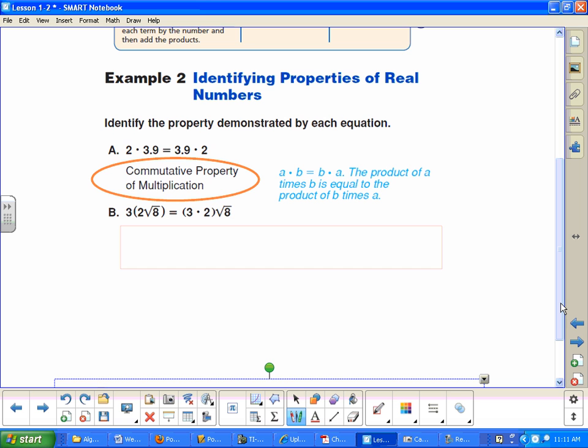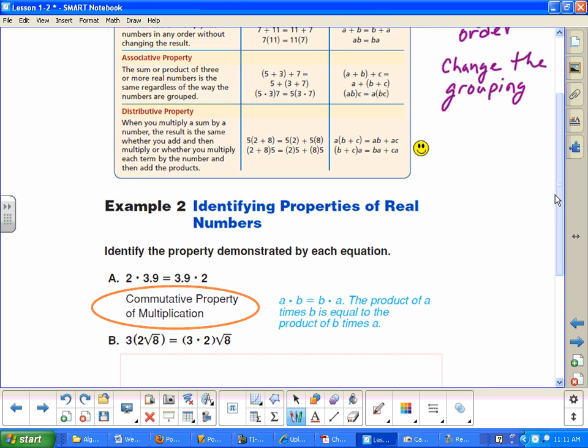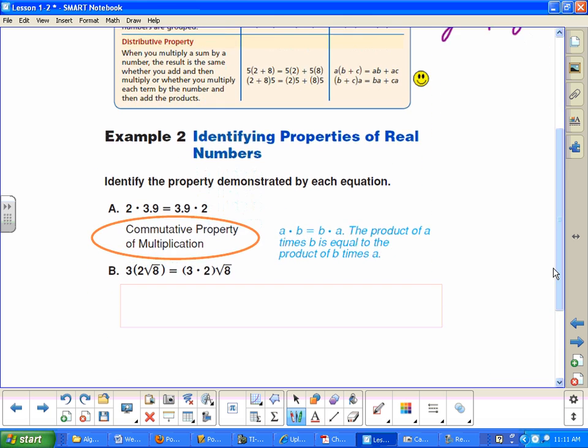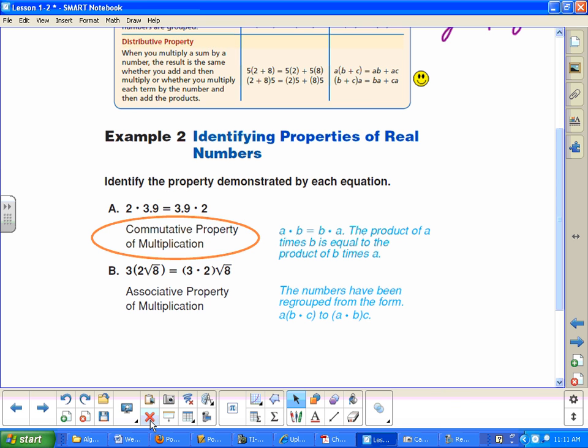Letter B. Three times the quantity 2 square roots of 8 equals the quantity 3 times 2 times the square root of 8. Does that change the order, or does it change which ones are grouped together? Okay, it changes the ones that are grouped together. So that would be the associative property then of, is this addition or multiplication? Multiplication. So we would say it's the associative property of multiplication.